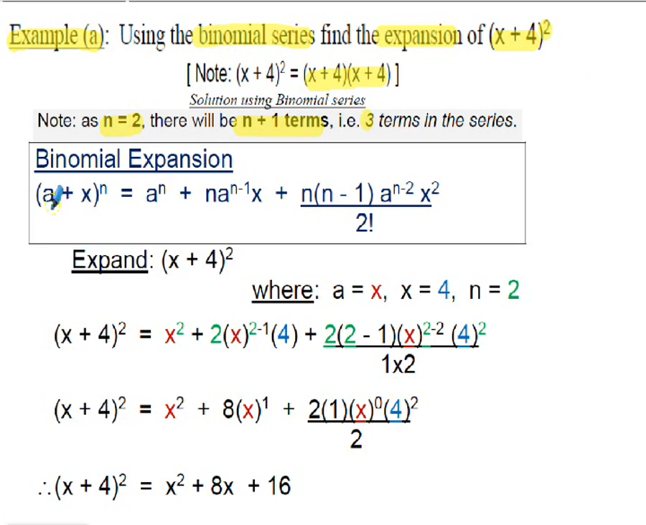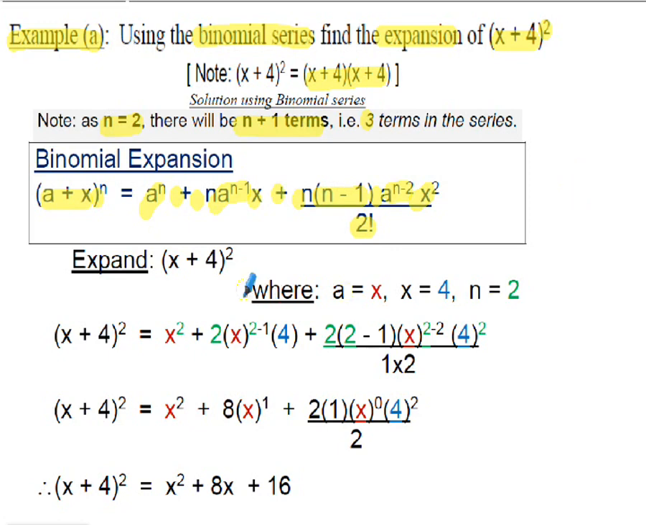So our expansion of (a + x)^n will look like this: a^n + n·a^(n-1)·x^1 + n(n-1)·a^(n-2)·x^2 over factorial 2. We will have those 3 terms in the series.